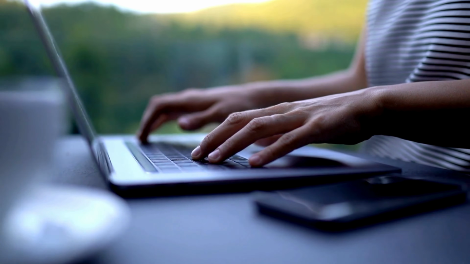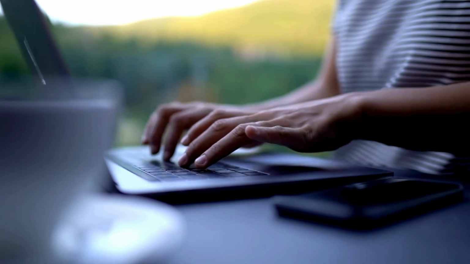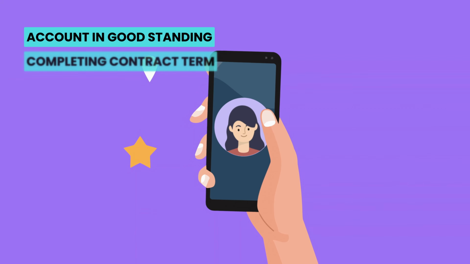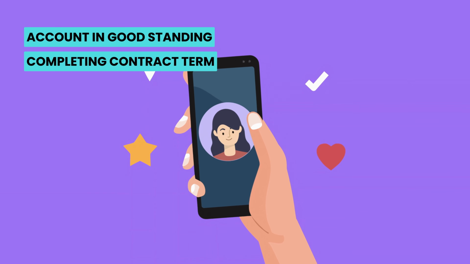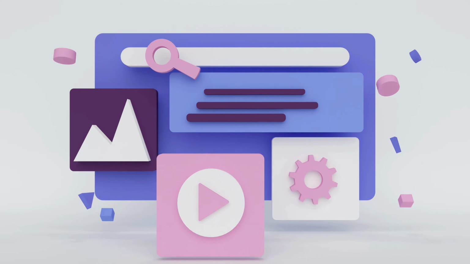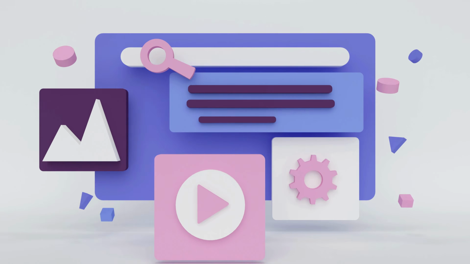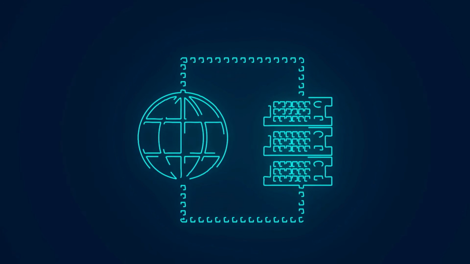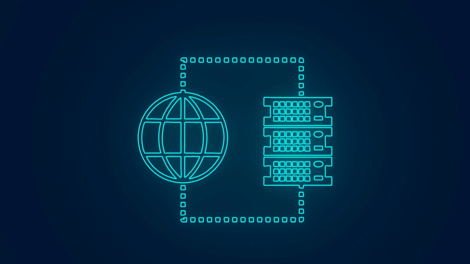There are also several ethical and legal ways to remove a carrier lock from your phone. One option is to contact your carrier directly. Most carriers will unlock your phone if you meet their criteria, such as having an account in good standing or completing your contract term. You can check the specific unlocking policies on your carrier's website. Another approach is to use third-party unlocking services. These typically require your phone's IMEI number and a few details. Be sure to choose a reputable service with positive reviews to ensure the process is secure and legitimate.